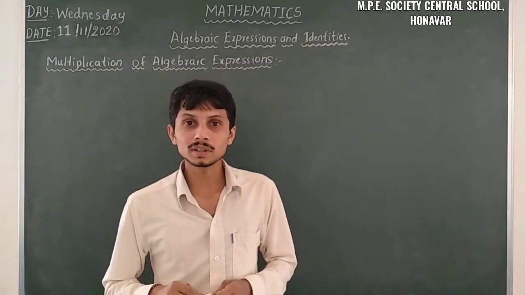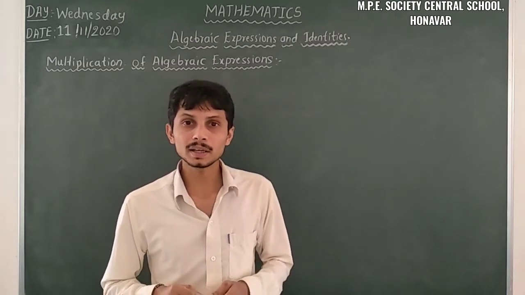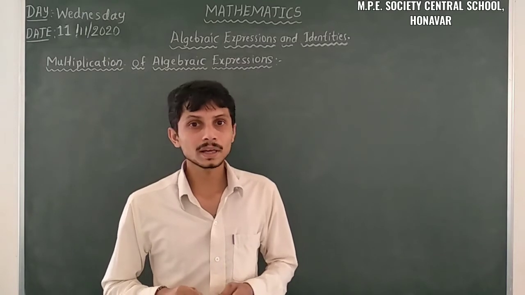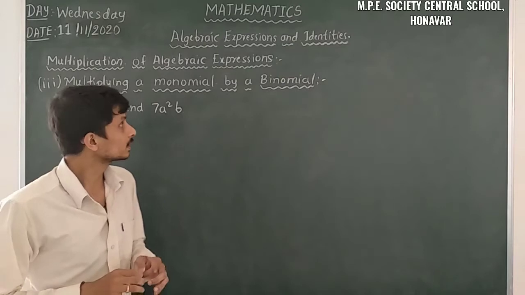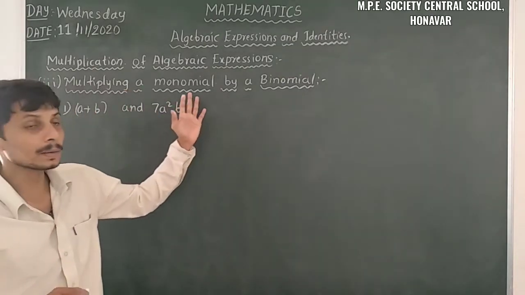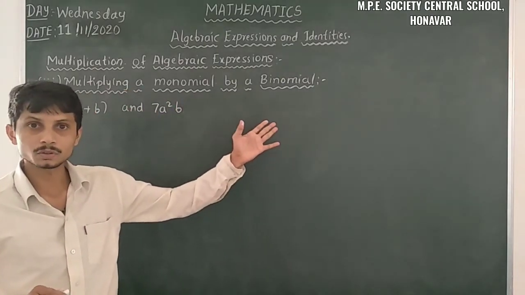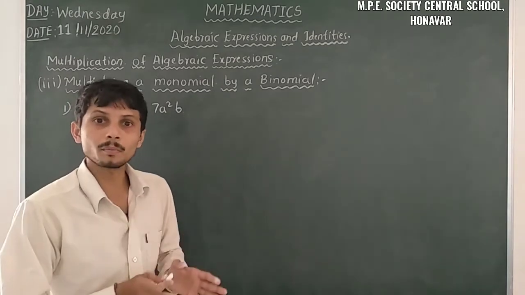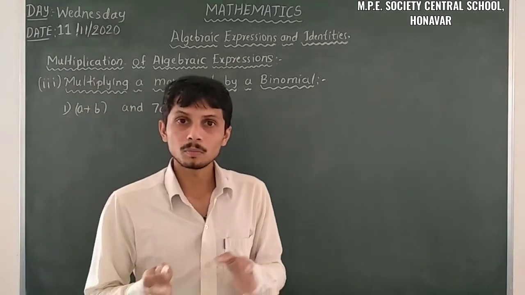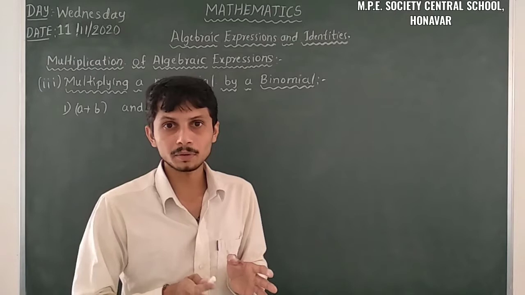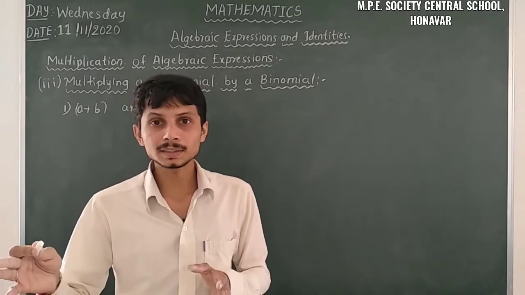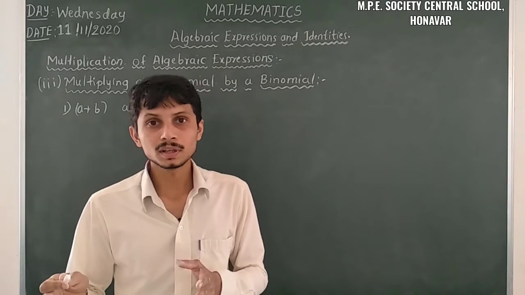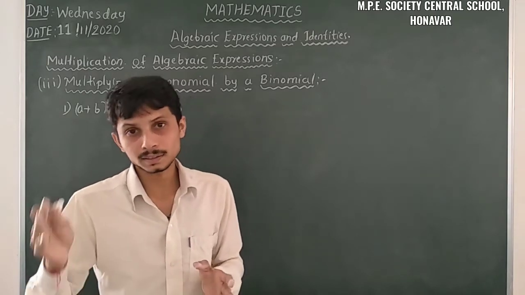So let us move on to the next part, that is multiplying a monomial by a binomial. Let us take an example for multiplication of a monomial by a binomial. Here we already know what is meant by monomial and binomial. Monomial is nothing but an expression having only one term, and a binomial is an expression with two terms, joined with addition or subtraction.